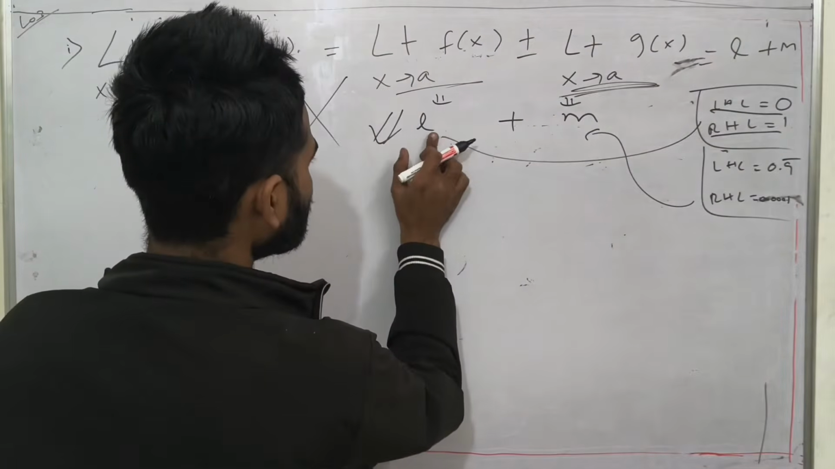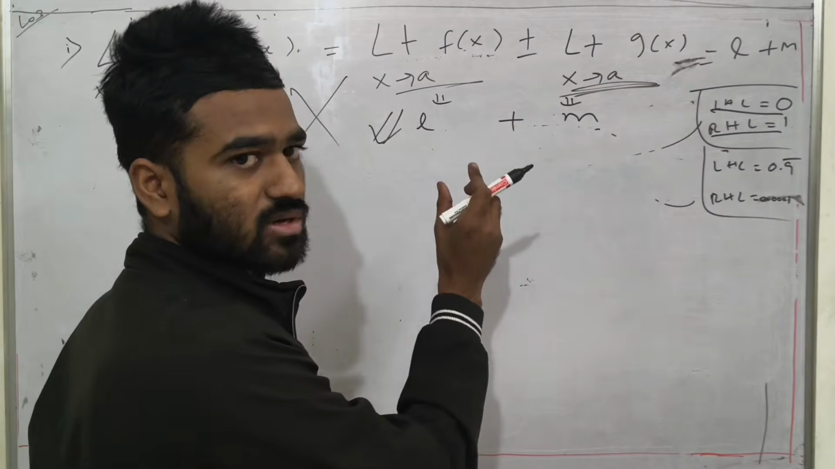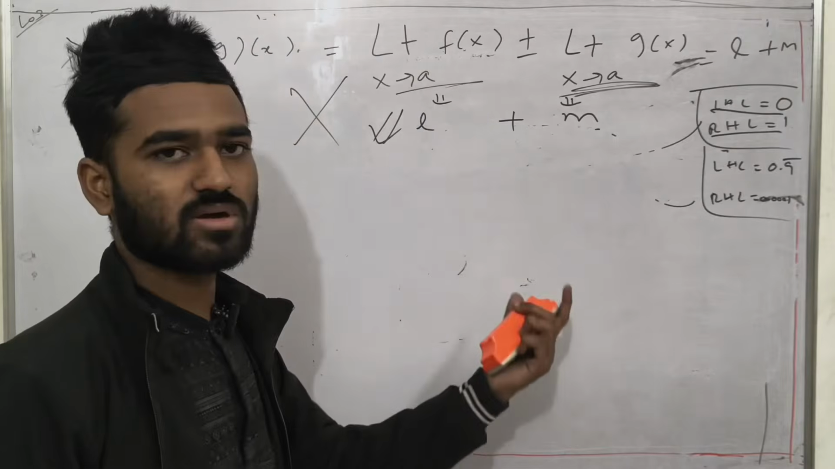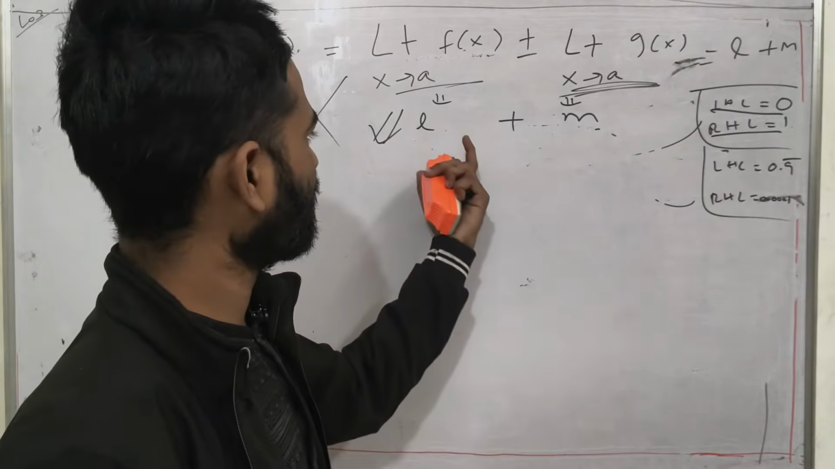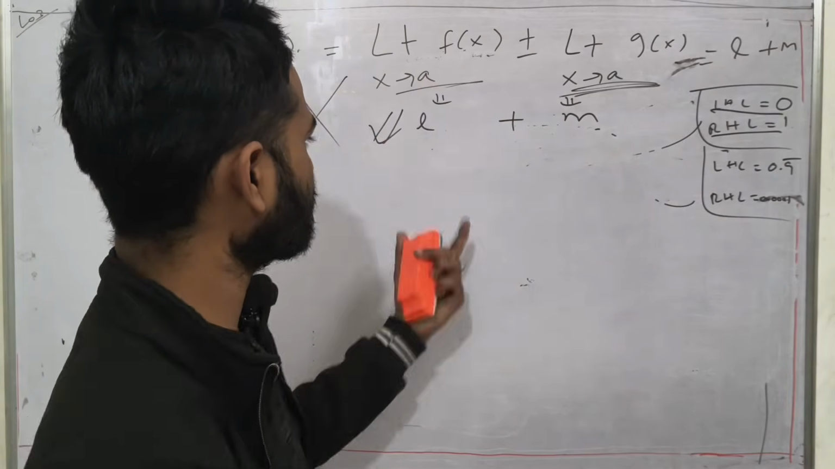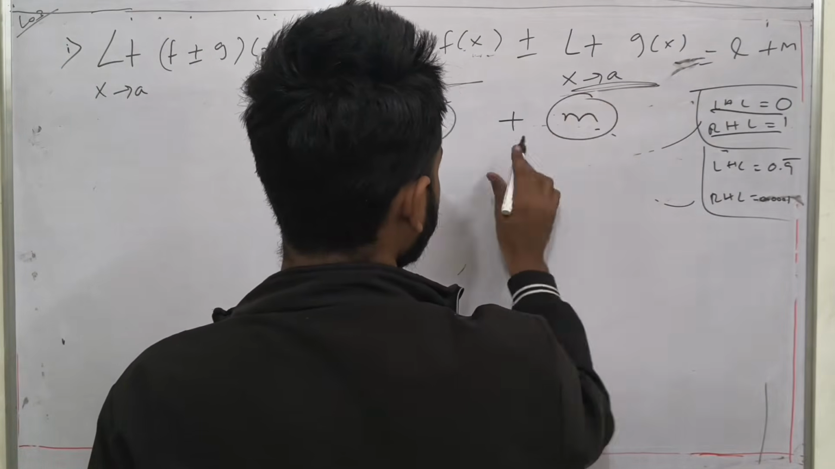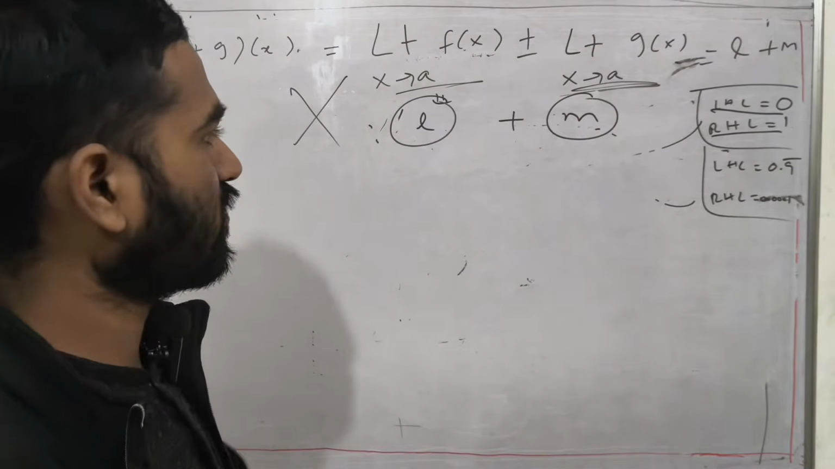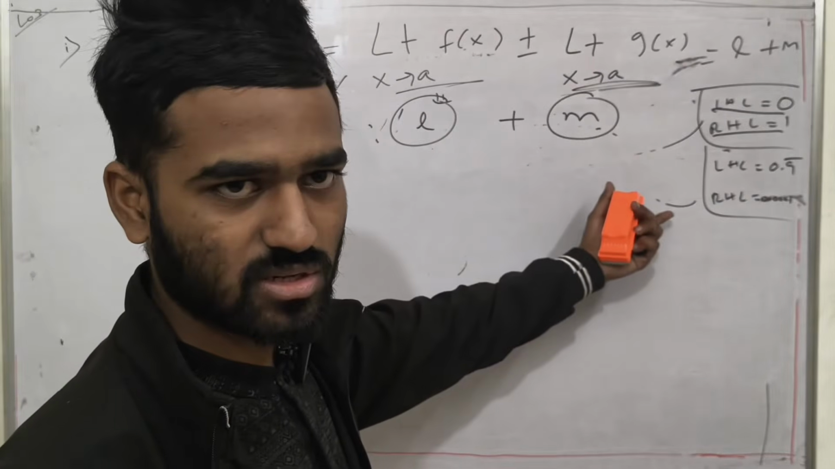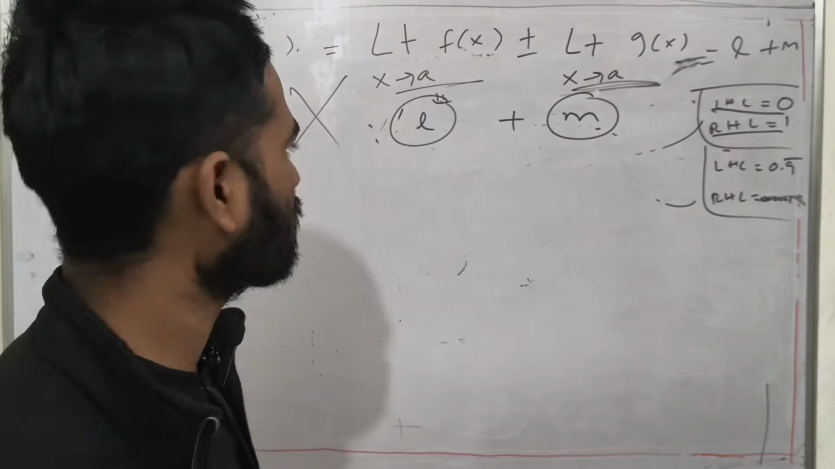Because we want L to be a single unique number, okay, single number. If LHL is not equal to RHL, then you can't have an L as the average of that. So for using this rule, it should give some numerical value L, and it should give some numerical value M, and we can add this. If L doesn't have a particular value, and M doesn't have a particular value, then we can't add that. There should be a unique value for L and M to add it.